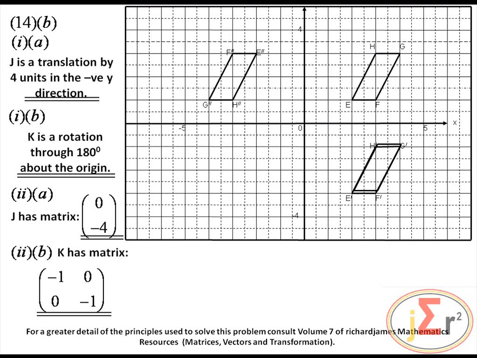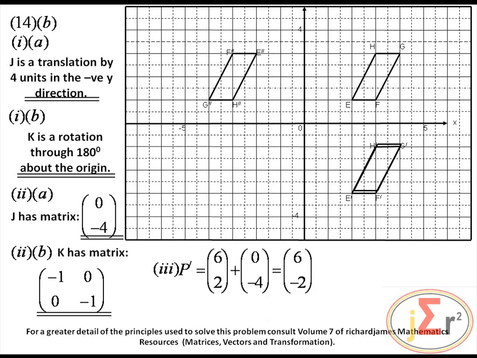The point P, 6, 2 is mapped onto P prime by the transformation J. State the coordinates of P prime. Of course, if it is by J, we know that J is a vector that is going to be added to the point. So we have this P in column vector form 6, 2 to be added to the vector of transformation 0, -4. So we have 6 plus 0 is 6, and 2 plus -4 is -2.